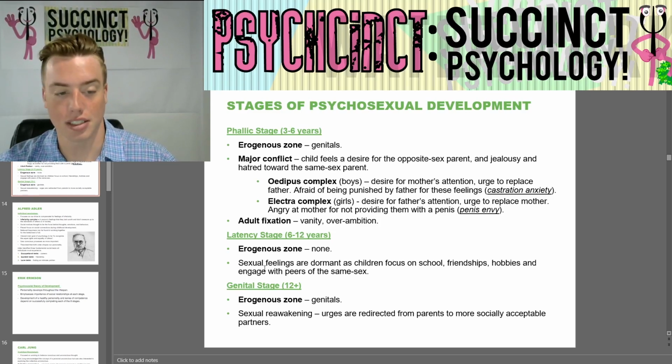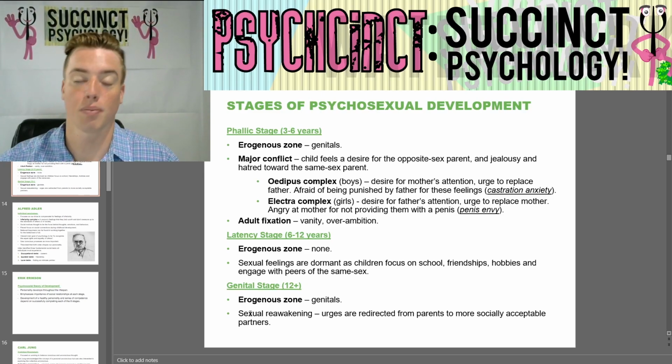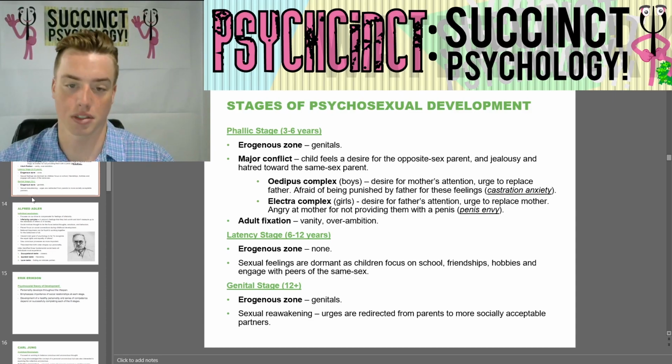Next, we have the latency stage, which is the erogenous zone. There's none. Sexual feelings are dormant as children focus on school, friendships, hobbies, and engage with peers of the same sex. Then the genital stage is 12 plus. Erogenous zone is genitals. Sexual reawakening. Urges are redirected from parents to more socially acceptable partners.